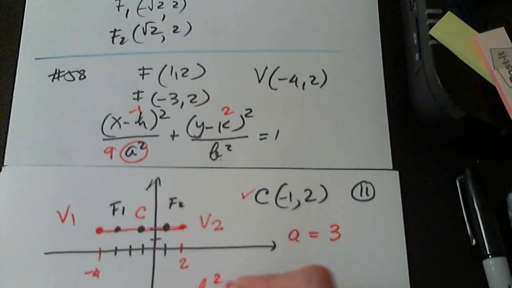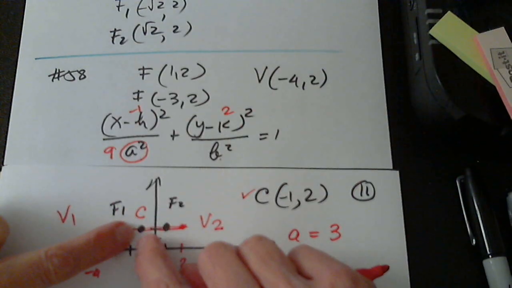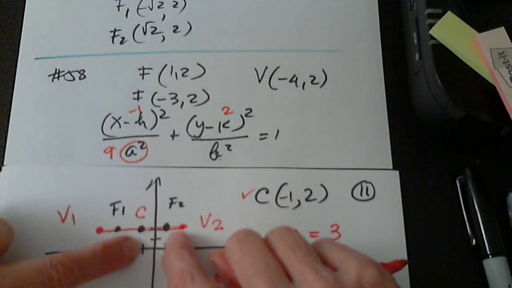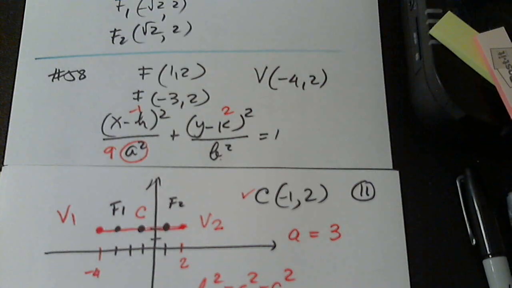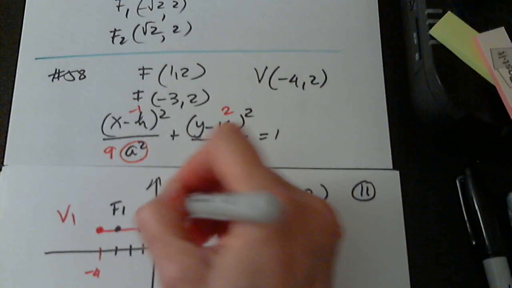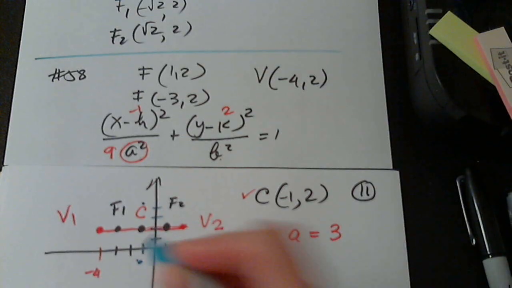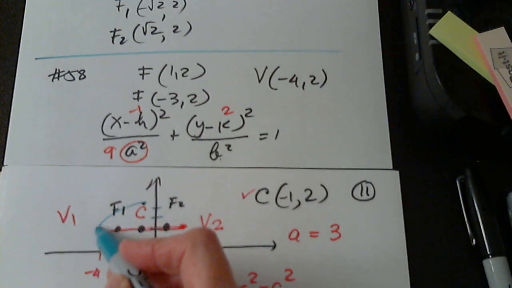And we know that b squared equals a squared minus c squared. a squared is 9. c is the distance between the center and any of the foci, 2, so c squared is 4. So b squared is 9 minus 4, which is 5. b is the square root of 5, about 2.2 here and 2.2 here. So I'm ready to graph it.